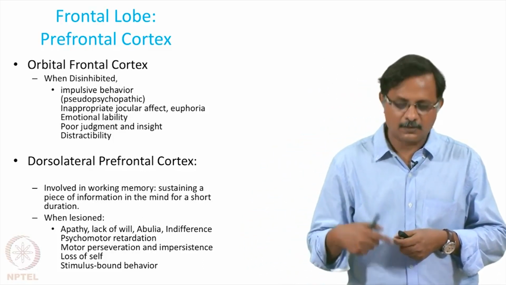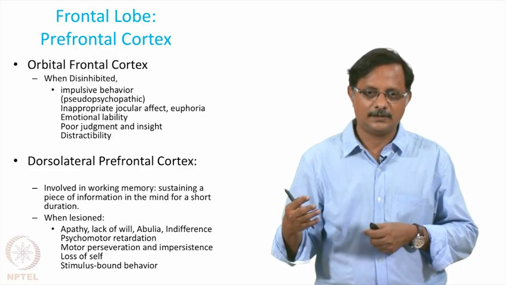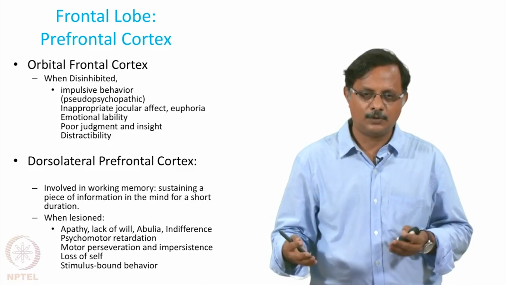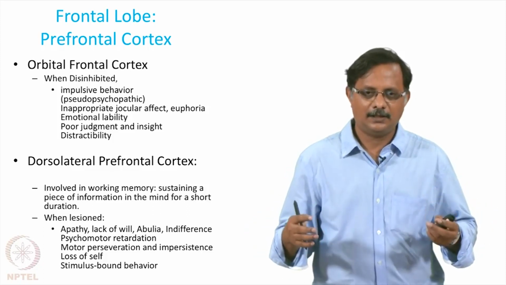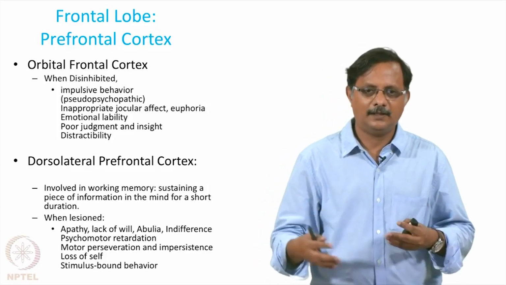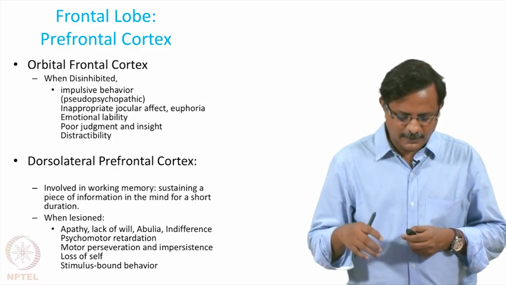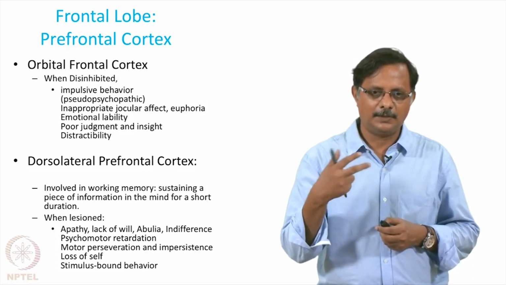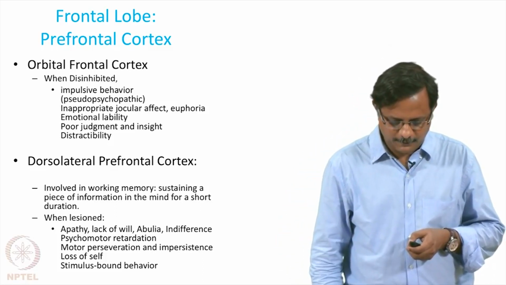Therefore, when it is lesioned or damaged, people show apathy and lack of will, and there is a condition called abulia, which denotes lack of will. A person suffering from abulia could be simply sitting there all day long without initiating any action, and he or she has to be told what to do, or the person may not have any will or motivation to perform actions. Then there is a loss of self, because the sense of personality, the sense of self, is represented in this area, and so damage here gives rise to loss of self and stimulus bound behavior.